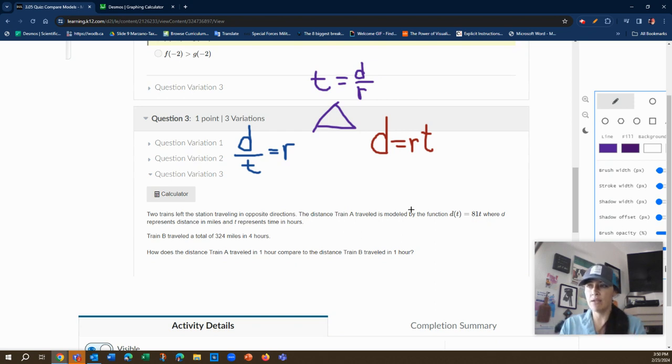Train B, we want to know its miles per hour. And then train A, based on our equation, they tell us our miles per hour. Because remember, distance equals rate times time. So what is the rate? 81. How do I know it's miles per hour? Because it says miles and hours. So it has to be miles per hour. Otherwise, it really wouldn't make sense. You want to keep your units. Units do matter when you're dealing with equations.